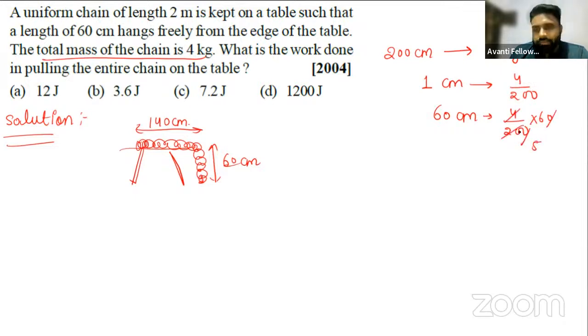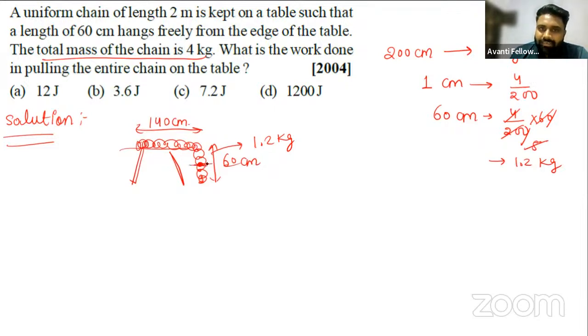4/5 of 6 divided by 5 is 1.2 kg, which means the mass of this hanging part will be 1.2 kg. If I talk about the center of mass of this hanging part, it is exactly at the mid part because it is a uniform chain.